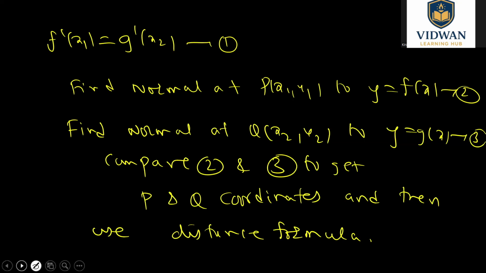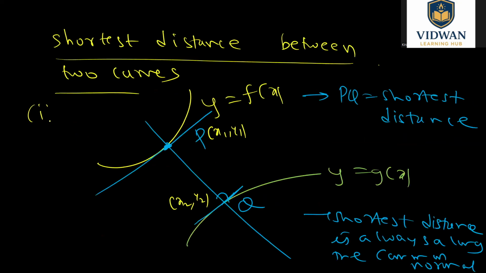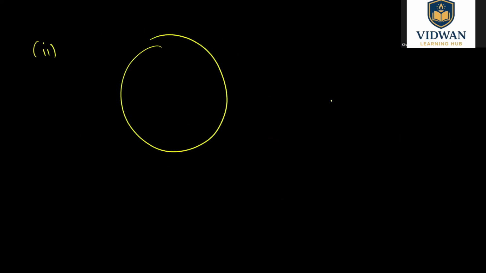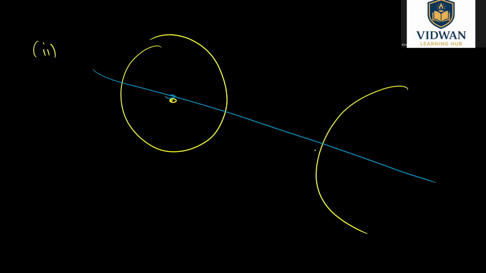This is in general, but let's say I call it case 1. Let's say I have some circle and some parabola, and I want to find the shortest distance. You know that in the case of a circle, the normal will pass through the center. So the normal passes through the center and cuts the parabola somewhere here.